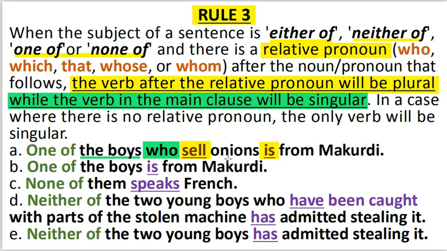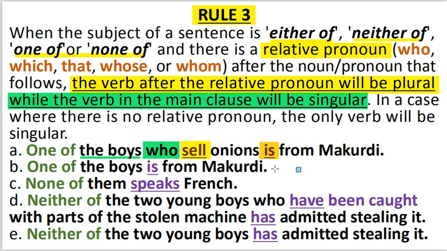The singular of sell is sells. But because the verb must be plural after the relative clause, that is why we have sell. One of the boys who sell onions. It means the boys who are selling onions are more than one. Sell is the first verb. You will now say the second verb is going to be singular, and that is the verb is from Makurdi.